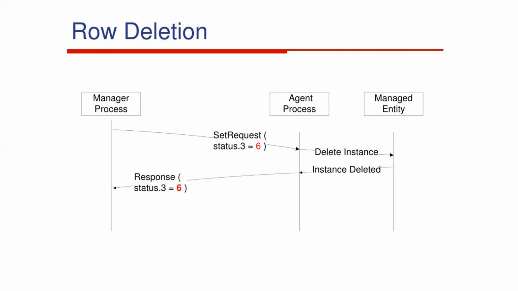A set request with the value of 6, which denotes destroy for status, is sent by the manager process to the agent process. Then, independent of the current state, the row is deleted and the response is sent back to the agent. So the instance in the managed entity is deleted in the process. This is shown in this diagram.